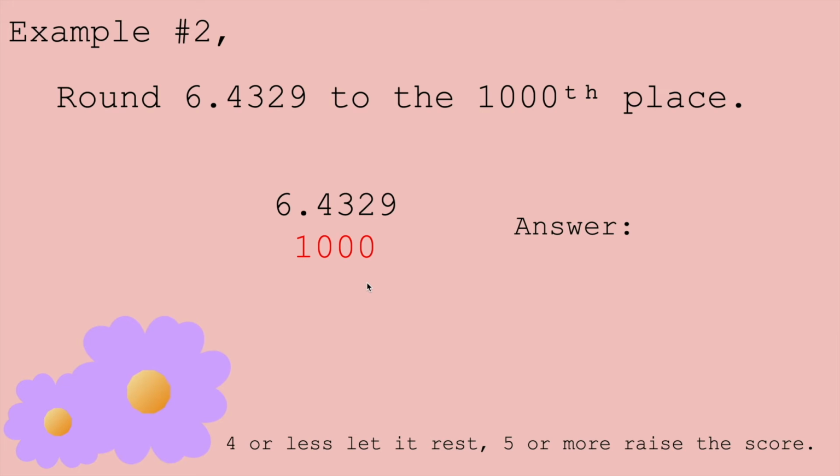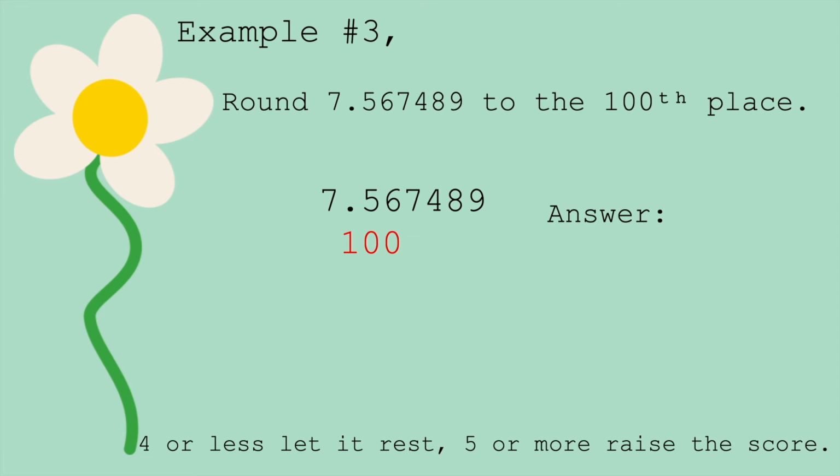Now the question is, where are we raising the score exactly? We're going to raise 2, and we're only going to raise it by 1, because every single time that you round, the only thing that you're doing is you're basically adding 1 to whatever number you are raising. And if you're letting it rest, well then you're not changing anything. Since we are rounding to the 1000th place, we're going to round the 2 up to a 3, because the 9 is telling us that we have to raise the score of the 2. So our answer would be 6.433.